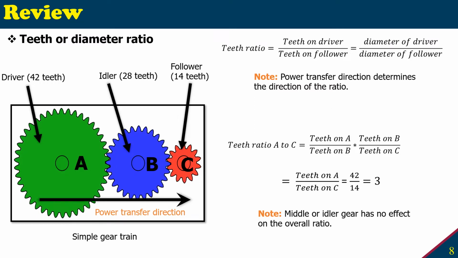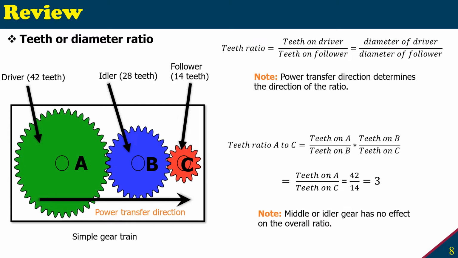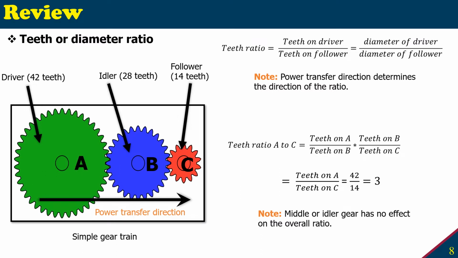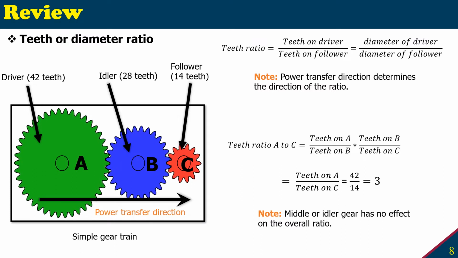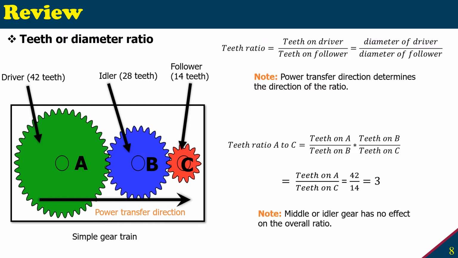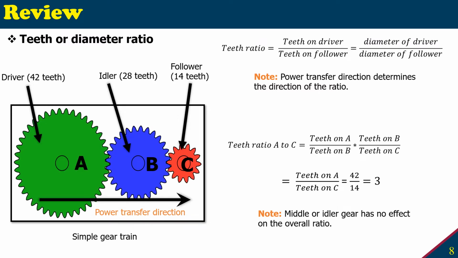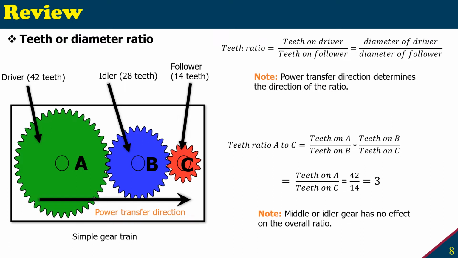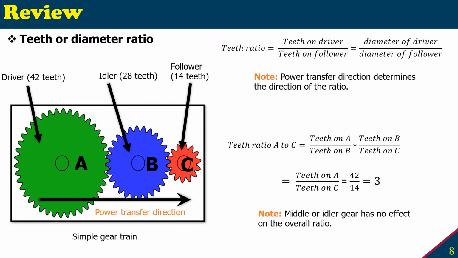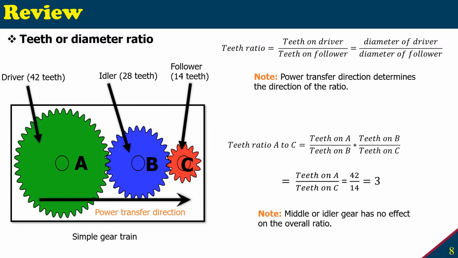Now to calculate the teeth ratio, we have to remember that we first have to find the power transfer direction, because if you know the driver and follower, then you can find the teeth ratio. Let's give a name to our green, blue, and red gears: A, B, and C. Assuming A is the driver and red is the follower, the power is transferring from left to right, from green to blue, blue to red.